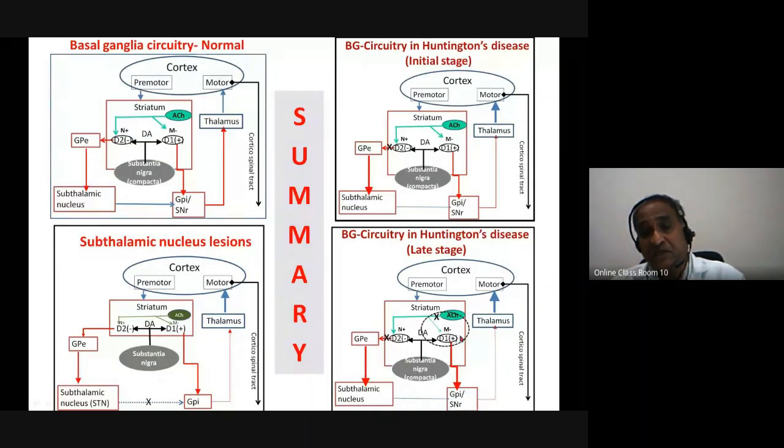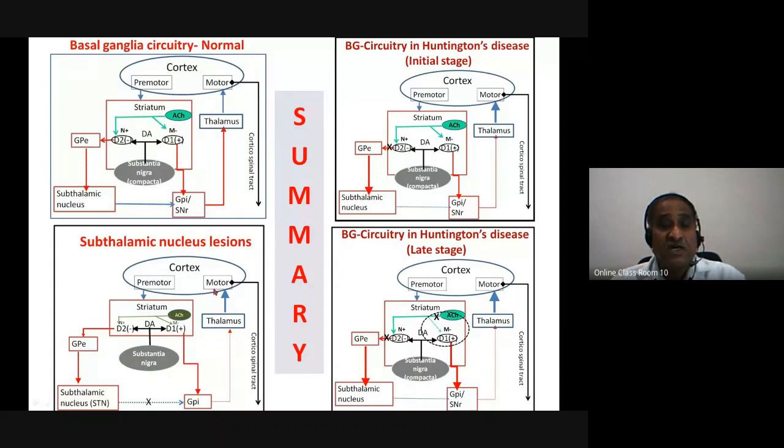This gets inhibited because of the imbalanced cholinergic involvement, or the indirect pathway is also not excited. So that means there is greater inhibition, or the activity of the subthalamic nucleus is diminished. The total output is diminished. So both the direct and the indirect pathways are influenced by the intrastriatal cholinergic neurons. This is about Huntington disease.